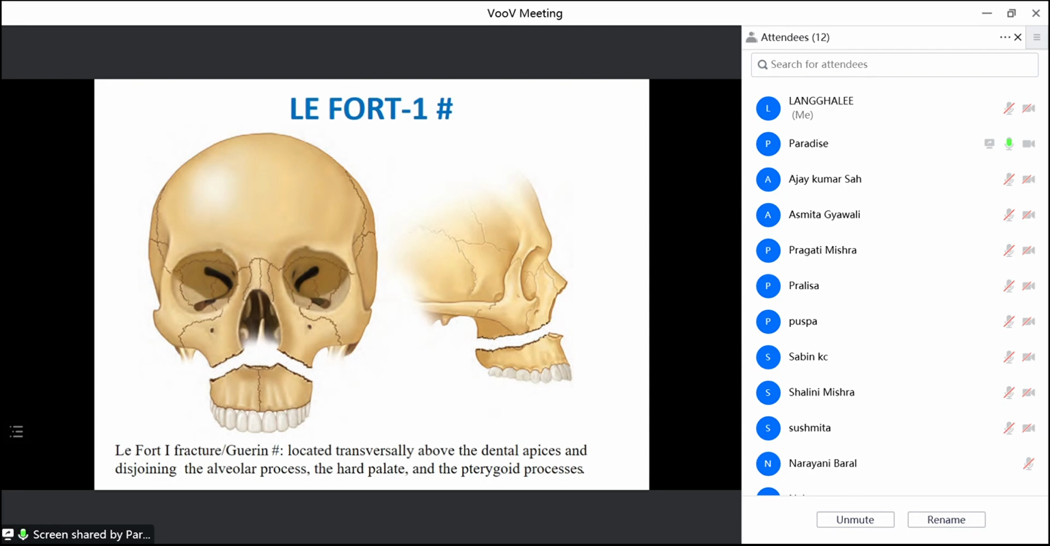Clinically, if you see a Le Fort fracture, you will see the whole of the maxilla is mobile. It is floating. Occlusion will be deranged. There will be bleeding intraorally. There will be profuse swelling in the face.